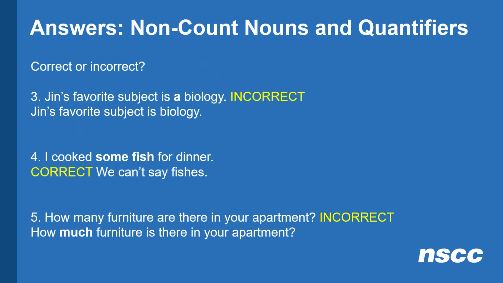3. Jin's favorite subject is biology is incorrect. Biology is a non-count noun because it's a school subject. So the correct sentence would be, Jin's favorite subject is biology, without the article a. 4. I cooked some fish for dinner. This is correct. We can't say fishes. Fish is a non-count noun, along with many other food items.